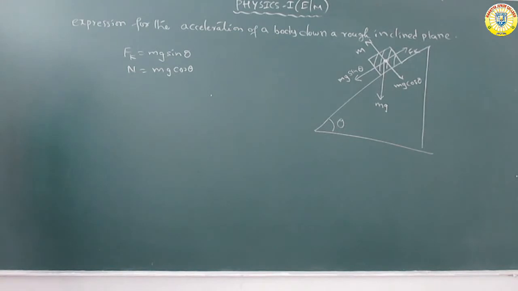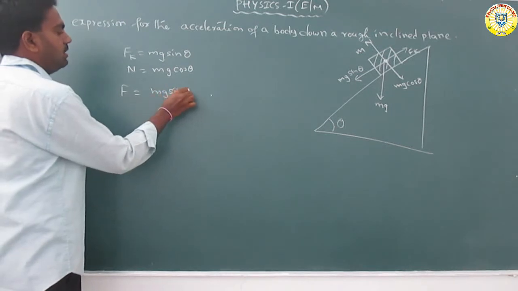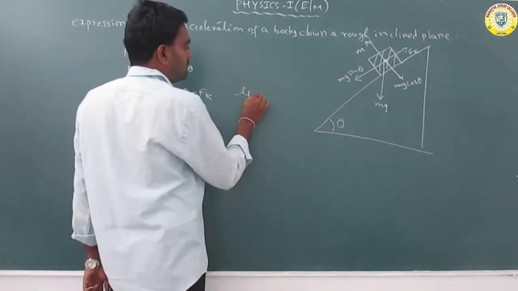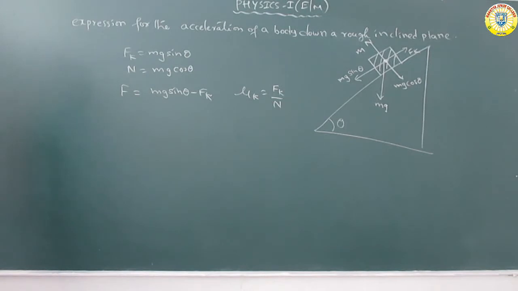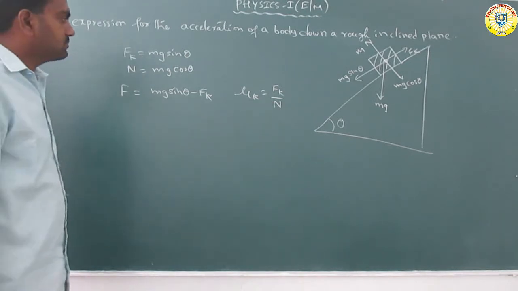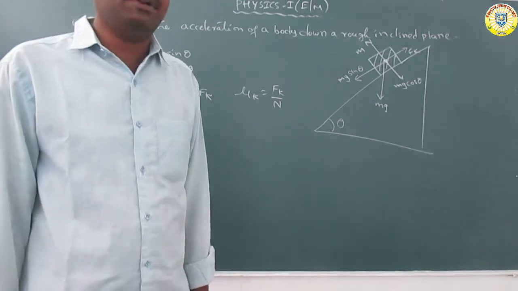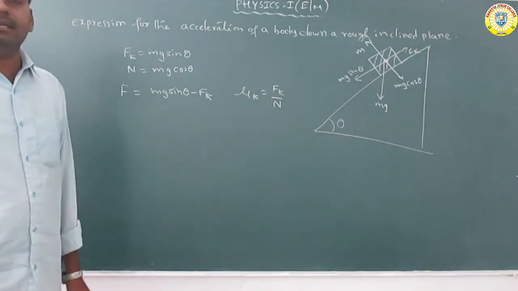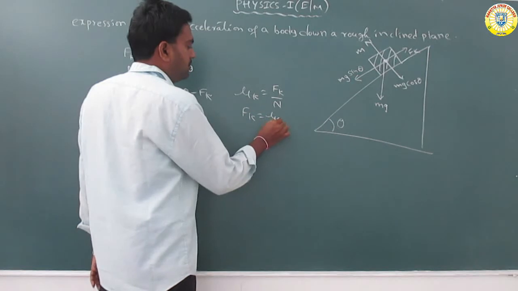Here the total net force is acting on the body. The net force on the body is mg sin theta minus Fk. Now mu k is equal to Fk by N, so Fk is equal to mu k into N. Mu k is nothing but the coefficient of kinetic friction, and N is the normal reaction.